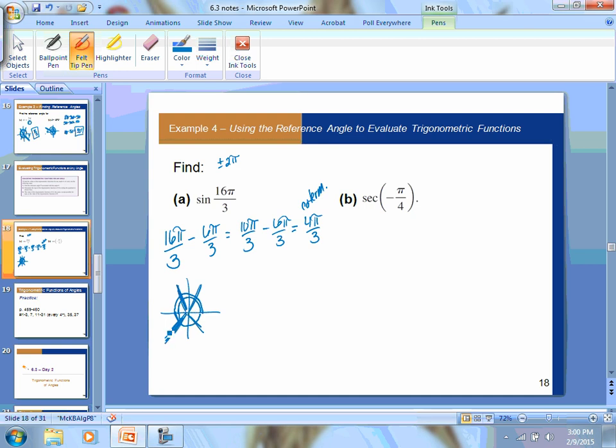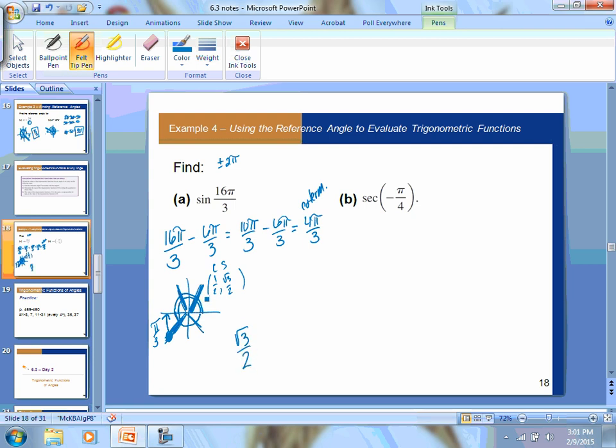Now, my 4 pi over 3 then has a reference angle of pi over 3. So that means that any terminal point here is going to be the same as pi over 3 in the first quadrant. So the terminal point for pi over 3 in the first quadrant was 1/2, square root 3 over 2. Okay, and remember we have cosine and then sine. So I'm going to be dealing with the sine of that coterminal point. So I'm going to have the square root 3 over 2.